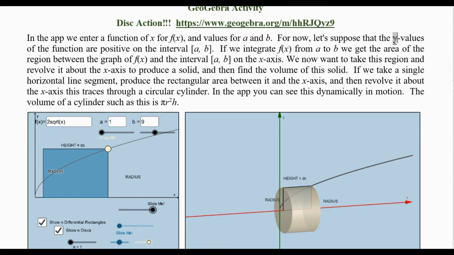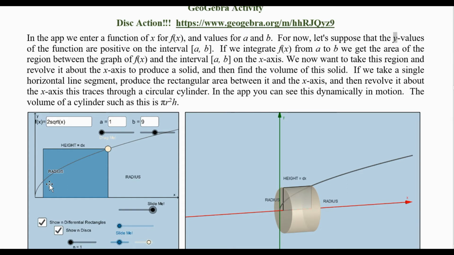So for now, let's suppose that the y values of the function are actually positive, just for the moment, at least above the interval from a to b. And so if we integrate from a to b, we get an area between the curve and the x-axis. So anyway, this is maybe 1 here, and this is 9 here on the x-axis. This region underneath this, we know would be what we get if we just integrate that.